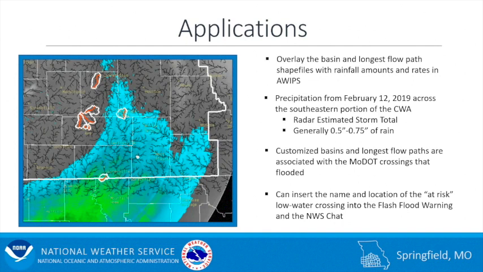Generally, we saw 1/2 inch to 3/4 of an inch of rain. And these customized basin shape files and longest flow paths are associated with the actual Missouri Department of Transportation crossings that flooded. So what you can do is look at the basin shape files and the longest flow path shape files, overlay them with those rainfall amounts and rates in AWIPS, and then you can determine and insert the name and location of those at-risk low water crossings into the actual flash flood warning and into the National Weather Service chat, and then also relay them to the public via social media or any other National Weather Service communication products.